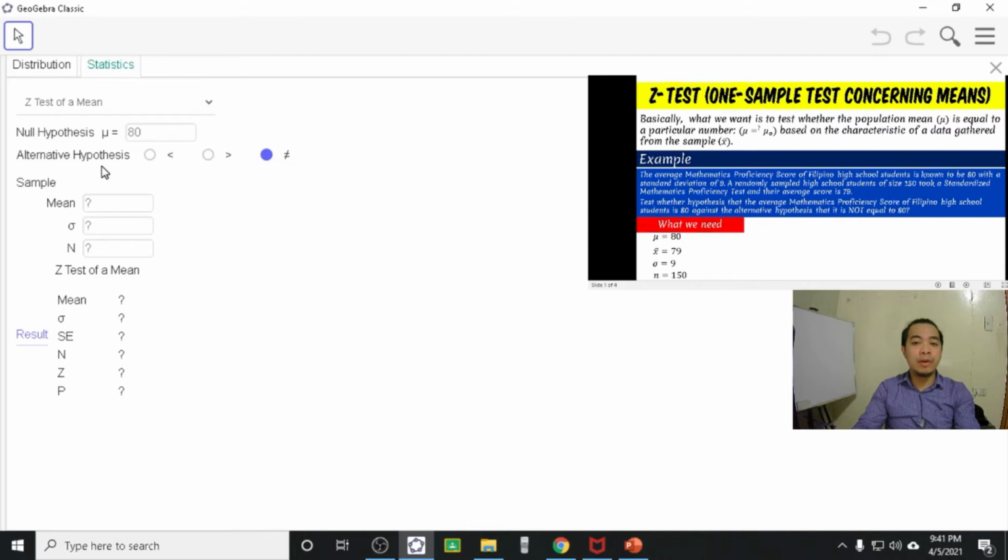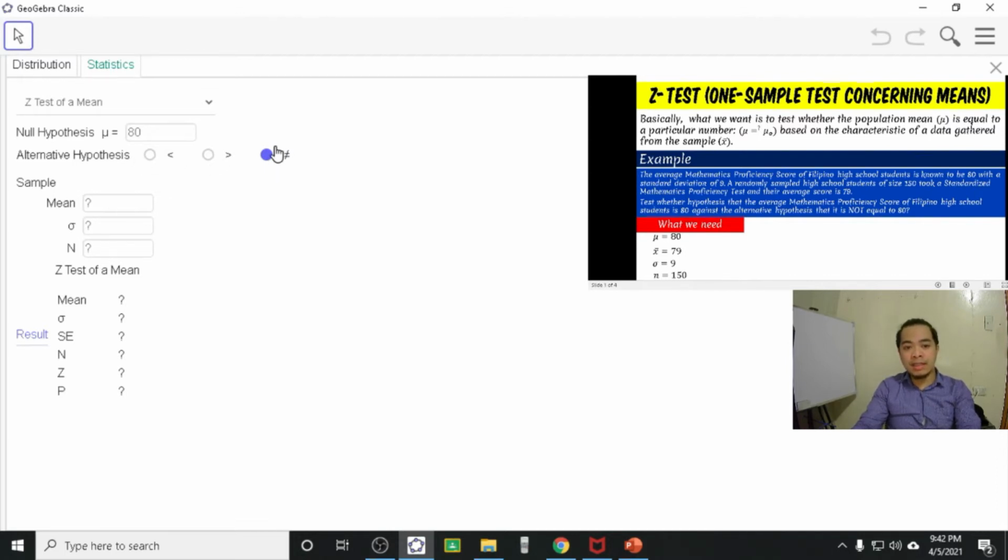The alternative hypothesis is the negation of that statement, so we should say mu is not equal to 80. But the statement mu not equal to 80 has two possible scenarios: either one is less than the other, or the first one is greater than the other. The first two options are called a one-tailed test. It's one-sided. We are testing a specific direction.